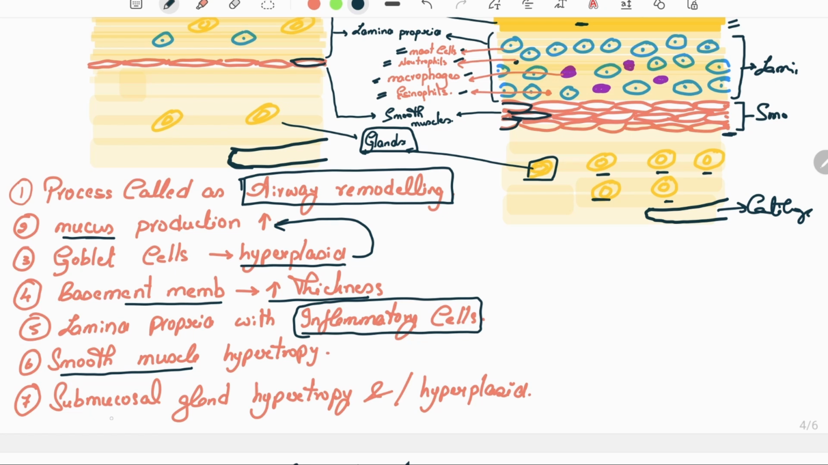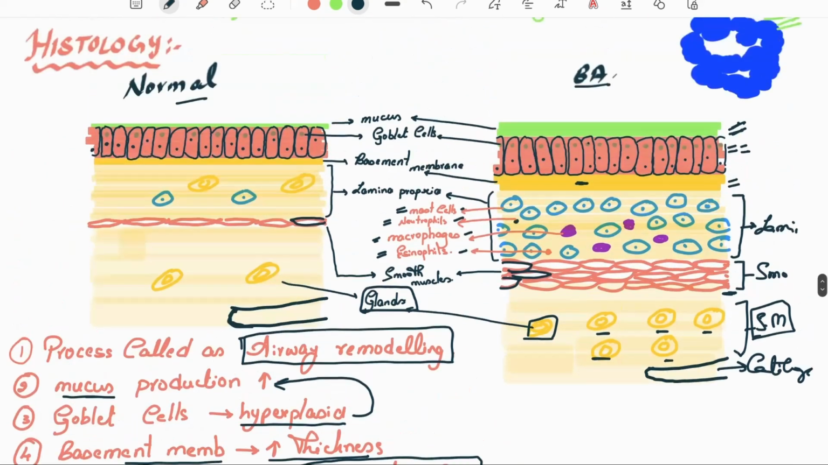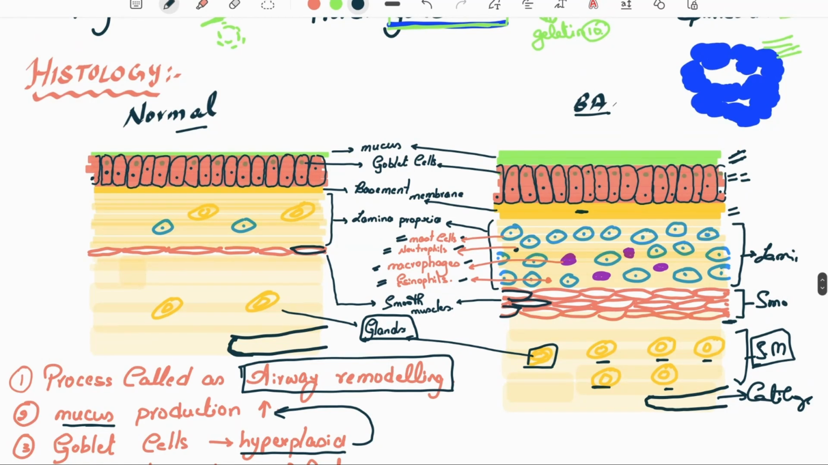And the next one is submucosal gland hypertrophy or hyperplasia. The glands present in the submucosa are getting increased or getting divided so that it is suitable for exchange of gases. So these are all the histological changes that we observe in a bronchial asthma patient.